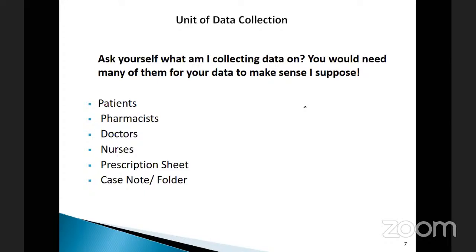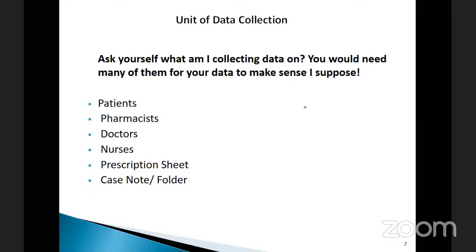Why I say that you will need many of them. If you've identified that we are going to collect data on patients, of course, it won't be one person, because you are going to be collecting data, not the two. That's in the plural sense. That is why I say that you will need many of them. Is it patients? What kind of patients? Outpatients, inpatients, hypertensive patients, diabetic patients, and so on and so forth.